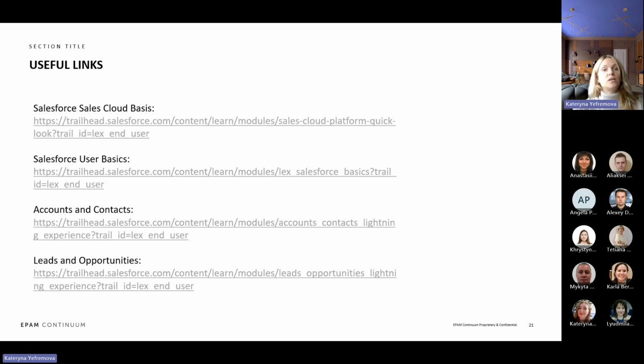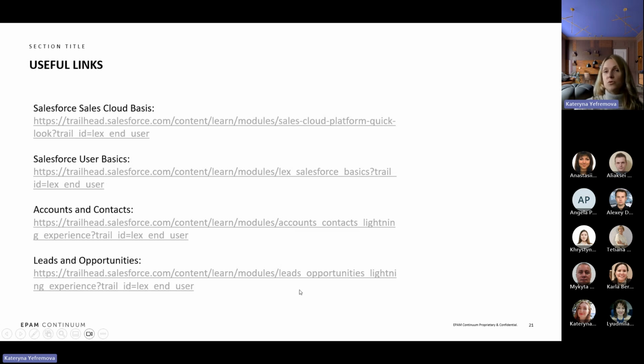Also, I would like to share some useful links. I think we will post them to make them available to you. There are actually just 4 trailheads. Probably you have heard about them. If not, I really suggest you register there and get more information about Salesforce. All I was talking about is in the Salesforce Sales Cloud Basics. Salesforce User Basics is about users, contacts, leads and opportunities.